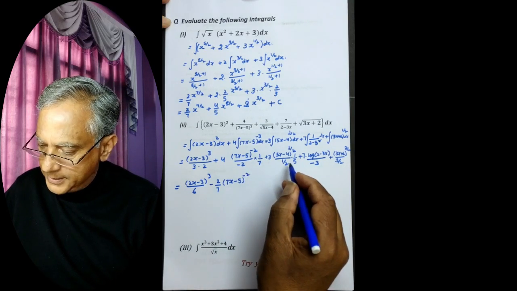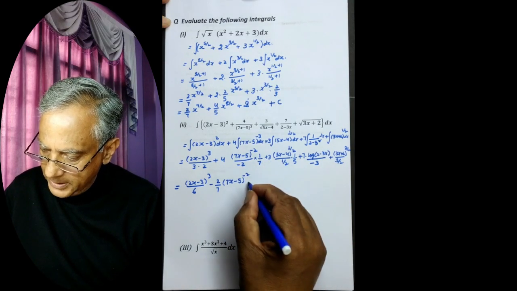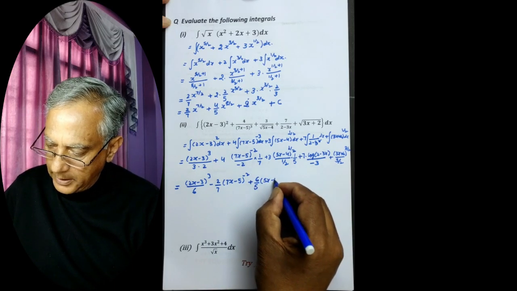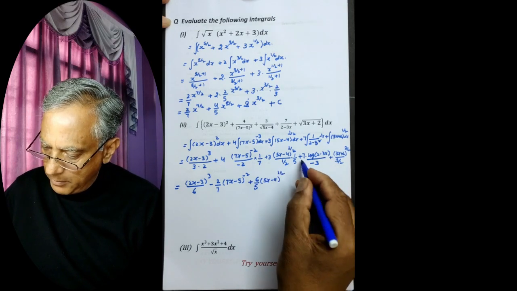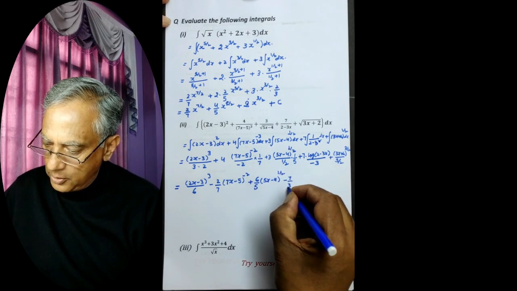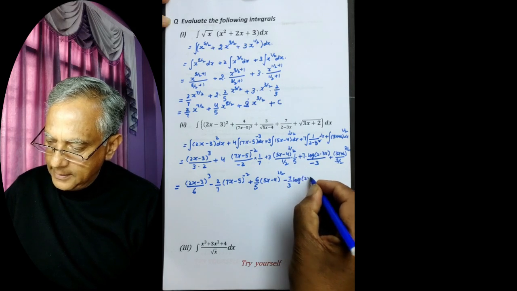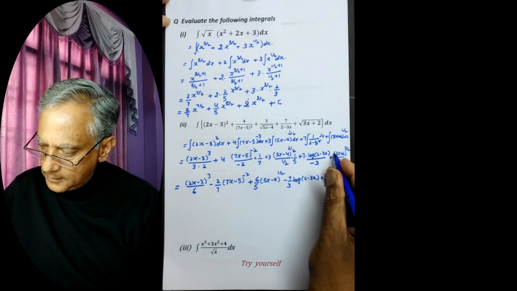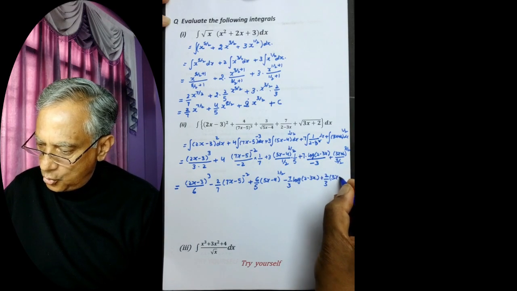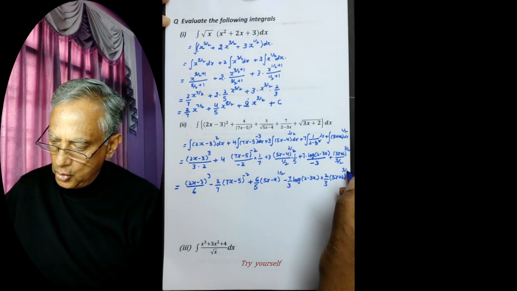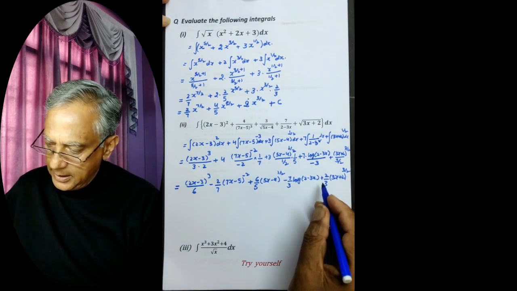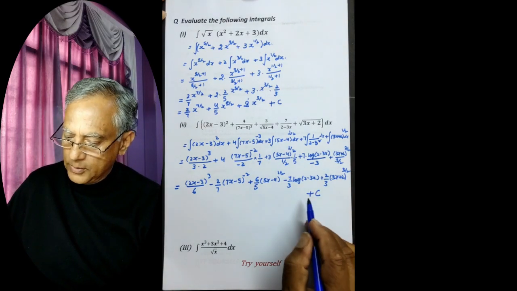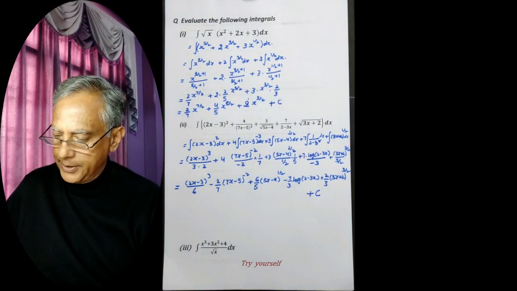This will be 6 by 5. Constant term will be 6 by 5 into 5x minus 4 to the power of half. This will be minus 7 by 3 into log of 2 minus 3x plus 2 by 3 into 3x plus 2 to the power of 3 by 2. So this is the answer, and we must add a constant plus c. C is the constant of integration.